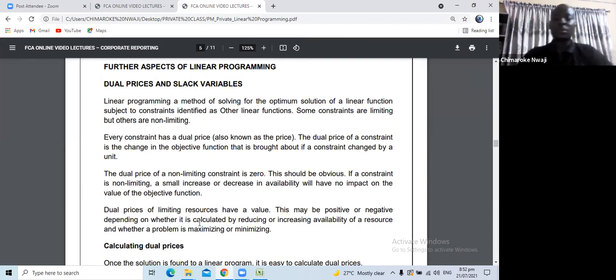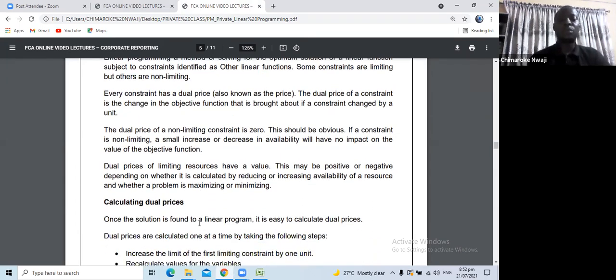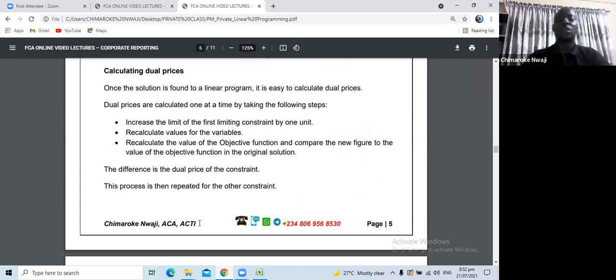So that is important because we want to know the extra contribution we are willing to gain for increasing a constraint. Now, look at how we do our dual prices. Once we've calculated our optimal linear program, like the one we did, and we got point C as our optimal plan, then it will be easy for us to calculate dual prices.